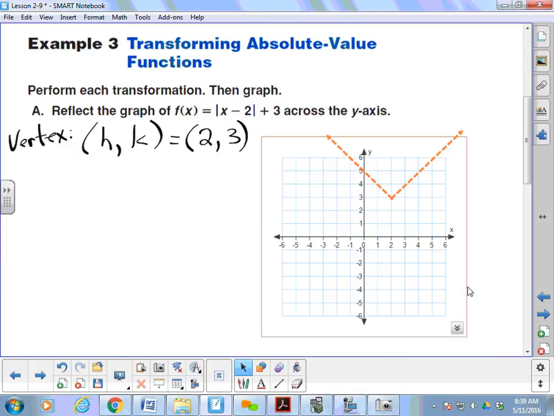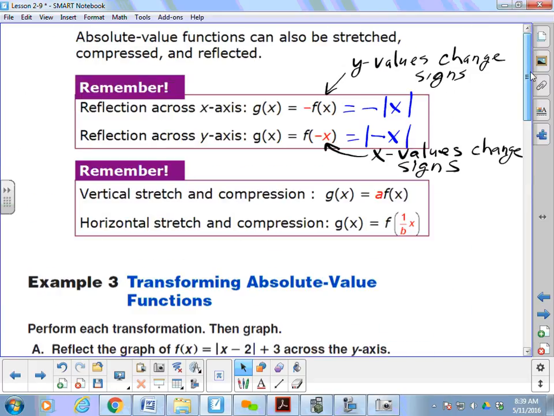Go ahead and take a moment to graph it. So this is what happens if we're going to reflect across the y-axis. That means we're going across this axis here, right? If I'm going across the y-axis, what's changing? Is it the x values or the y values that are going to change signs? Let's go back up here and look. Reflection across the y-axis means that the x values are going to change signs.